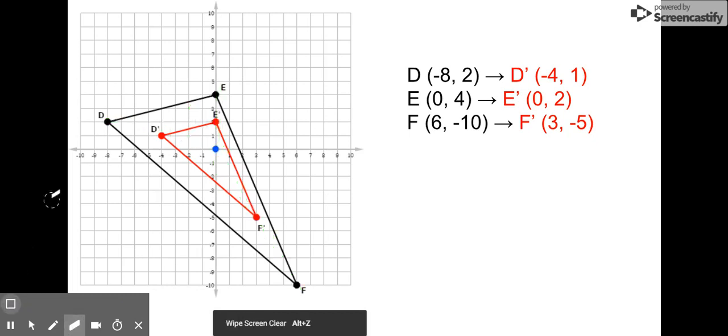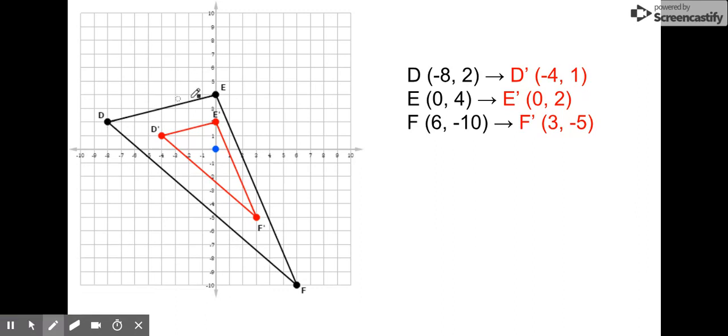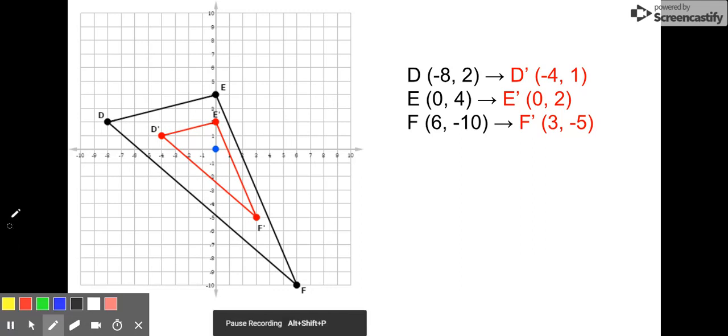Also, dilations are always going to have the orientation preserved, so the way you move around your points. D to E to F is moving in a clockwise motion. So D prime, E prime, F prime should also be clockwise, and it is. So that is another thing that reassures us that we actually dilated correctly.